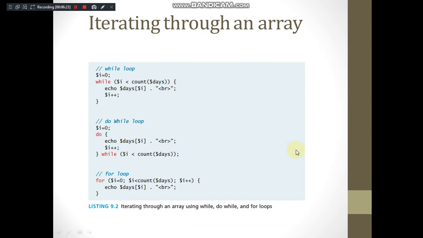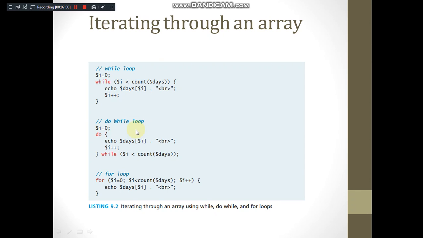For iterating through an array, you can make use of loops. Using while, do while, and for loops, we can do it. For the while loop: while $i is less than count of $days, count will give you the number of elements in the array, it displays the array element $days of $i, and every time we are incrementing the $i variable value by 1. So each time it iterates through the array and displays the values at different locations of the array. Count is giving you the number of elements in the array.